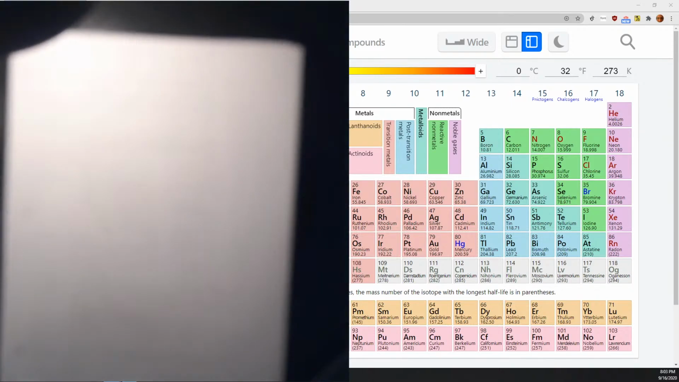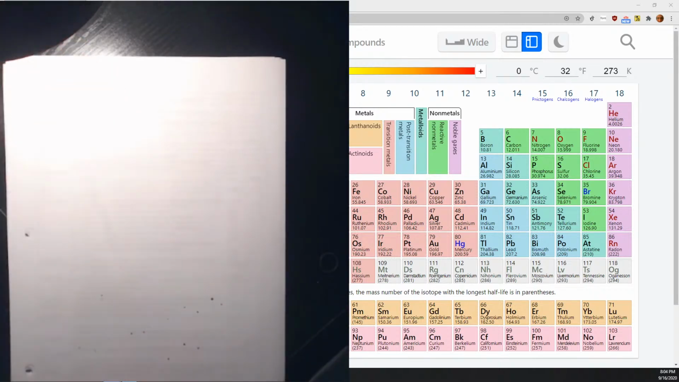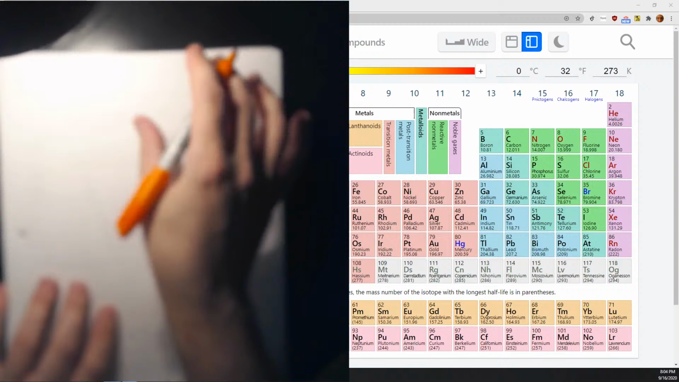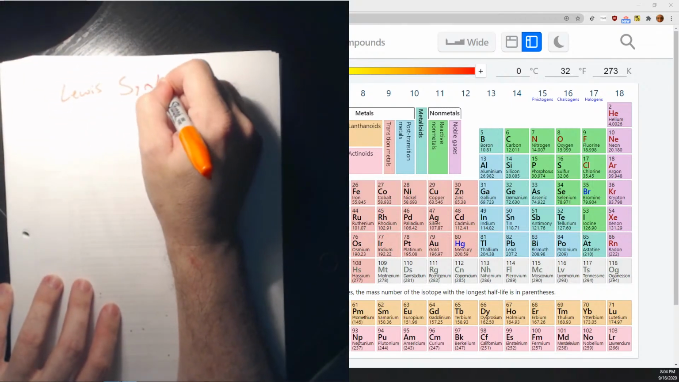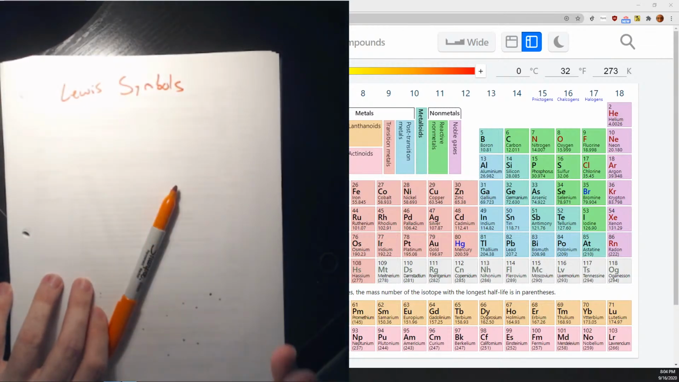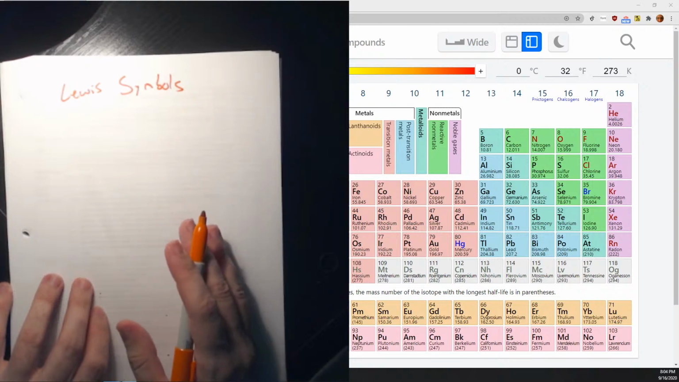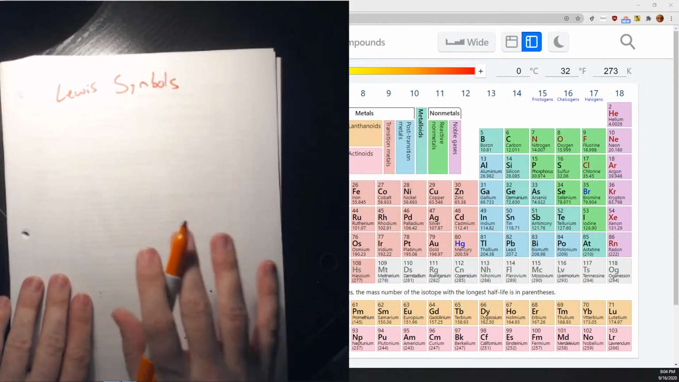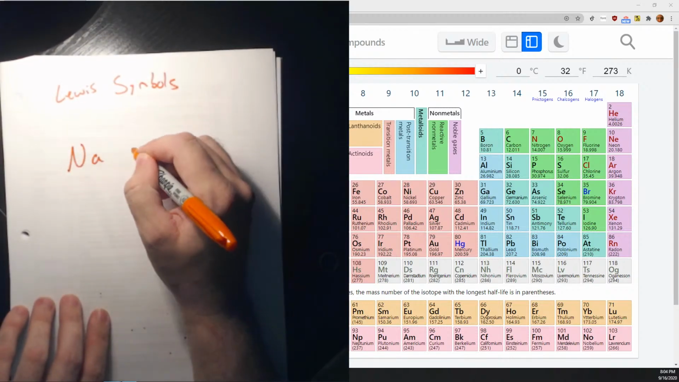Now, the way we start Lewis structures, and you should have already seen this in lab, but I'm going to go ahead and just do a quick recap. We start with Lewis symbols. A Lewis symbol is just the atom surrounded by however many valence electrons it has. This is really only useful for the main group elements, so S block and P block. So you can have, for example, sodium.